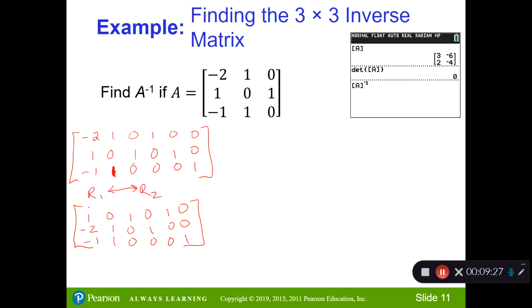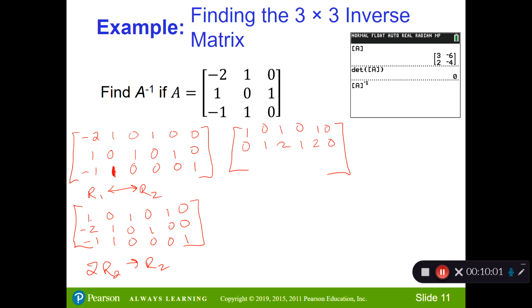All right, now I can do 2 times row 1 plus row 2 and put it back where row 2 is to get a 0 here. So that would look like row 1 stays the same, 1, 0, 1, 0, 1, 0. 2 added to negative 2 is a 0. 0 added to 1 is a 1. 2 added to 0 is a 2. 0 added to 1 is a 1. 2 added to 0 is a 2. And then 0 added to 0 is a 0.